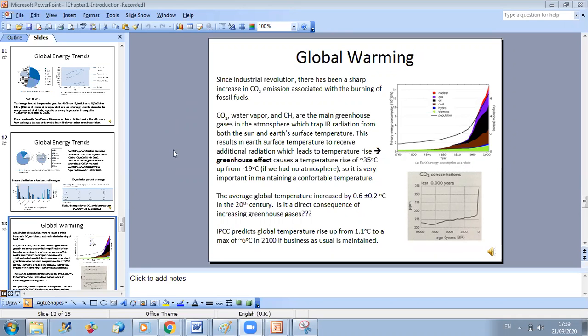In general, due to the global warming effect, the global temperature increased by 0.6 plus or minus 0.2 degrees in the 20th century. And if we continue to have this rise, we might reach a very high temperature in 2100, which is not desired. So from now, we should think about strategies to reduce CO2 emissions in order to avoid climate change and the greenhouse effect.